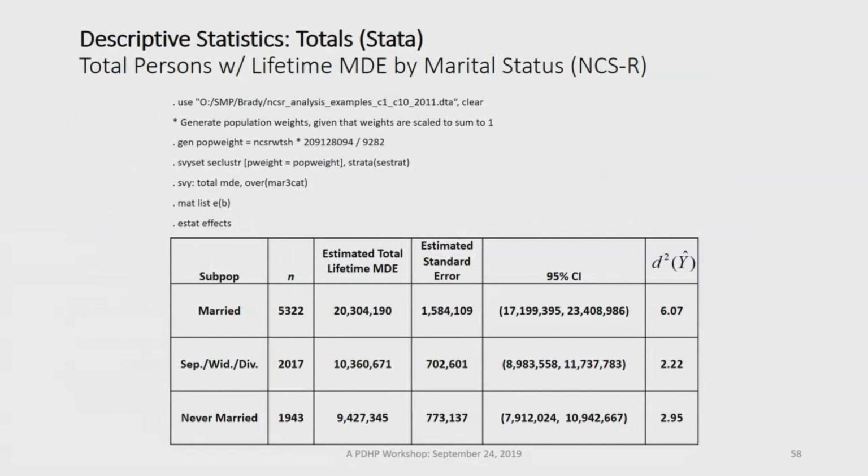Okay? Then I have my survey set command. In the NCSR data set, this is SE cluster. That's the name of my cluster variable, back to an earlier question. So again, I just need to read the documentation and find out what the appropriate cluster variable to use for variance estimation is. My weight variable is that pop weight variable I just created. And then my stratum variable is SE strat. Again, coming from the documentation. I didn't make that up.